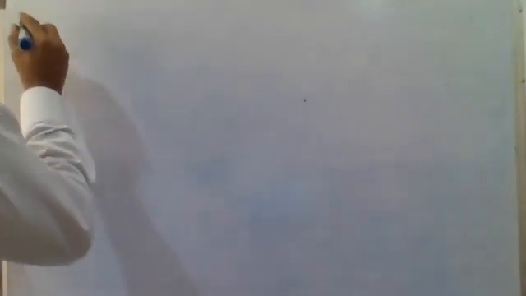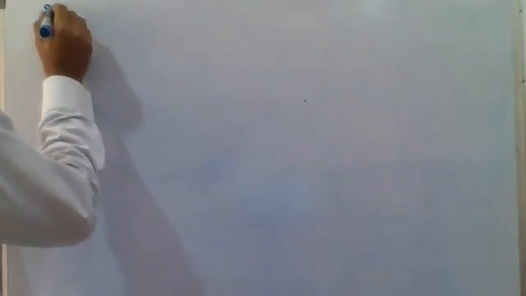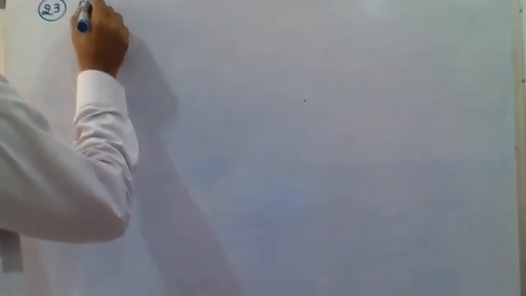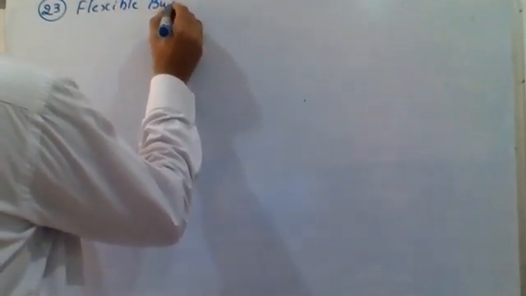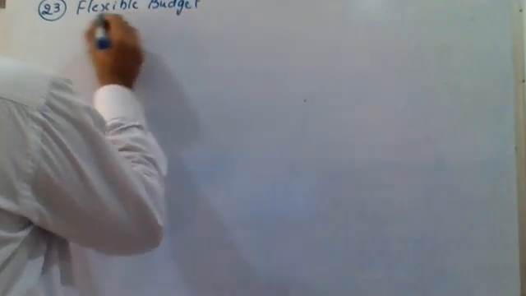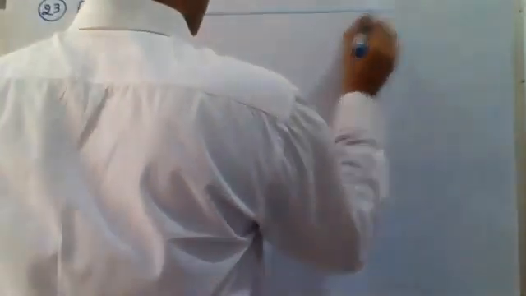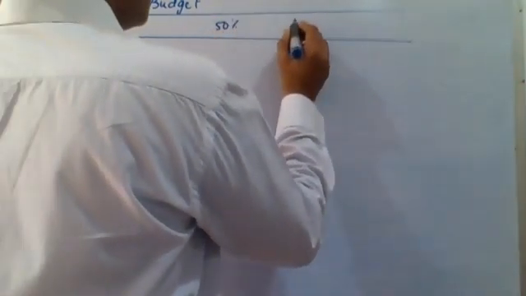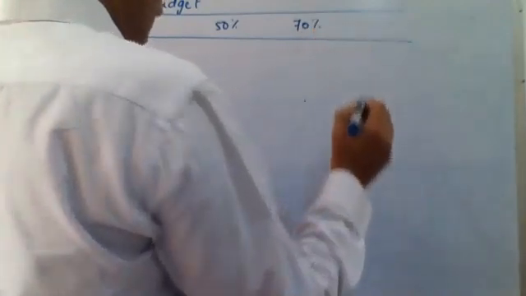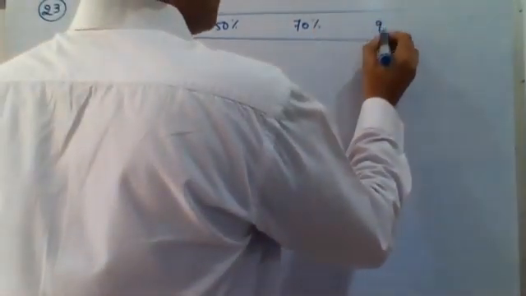So let us do this. Question number 23. We are doing flexible budget, and he is asking you to do it at different levels. So he's asking you to do it at 50%, 70%, and 90% capacity.